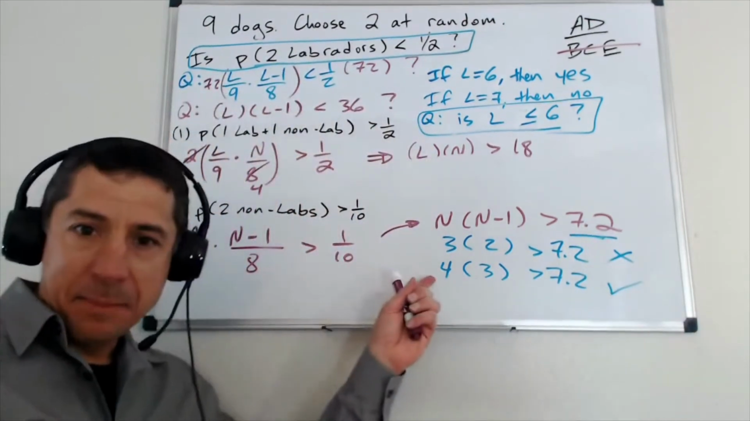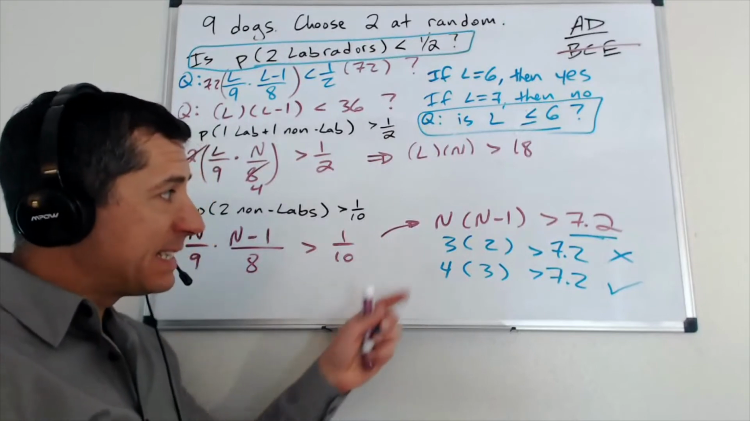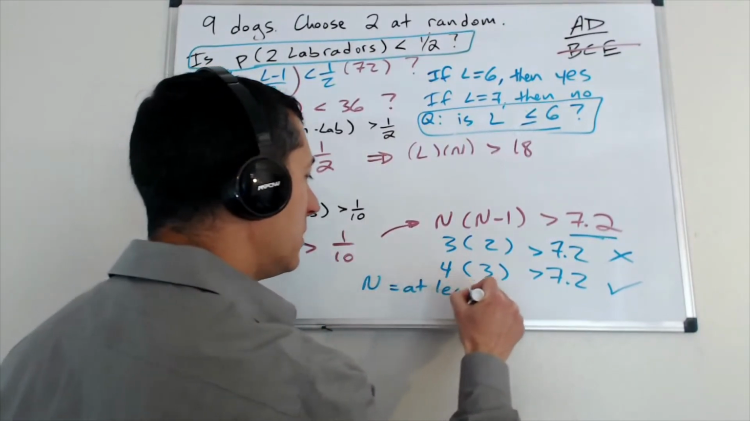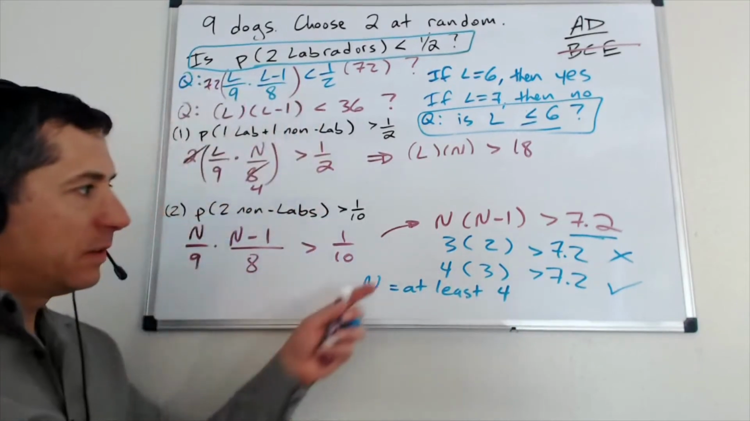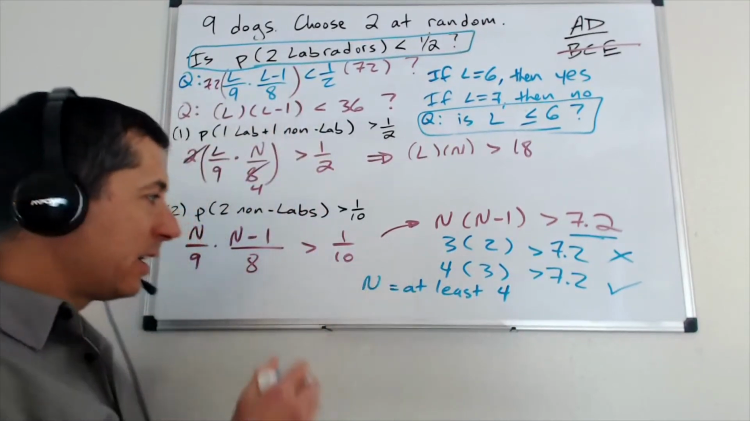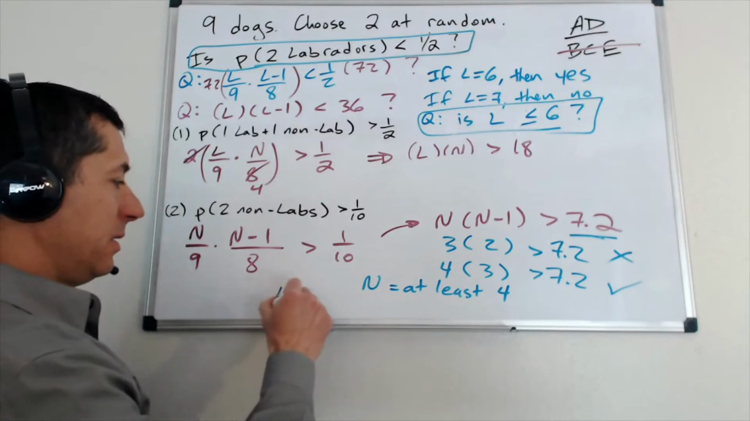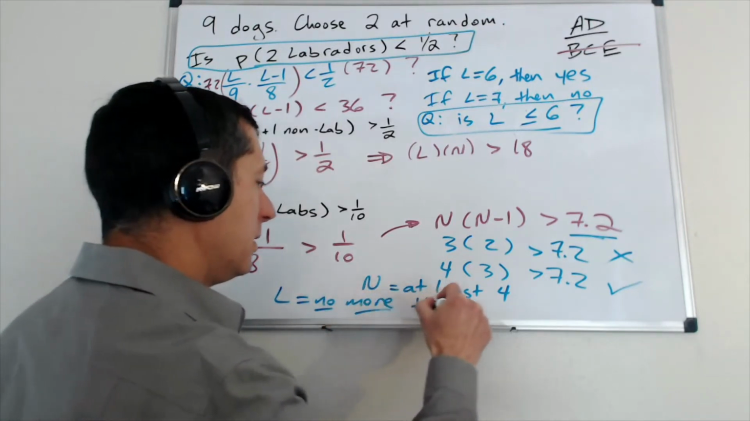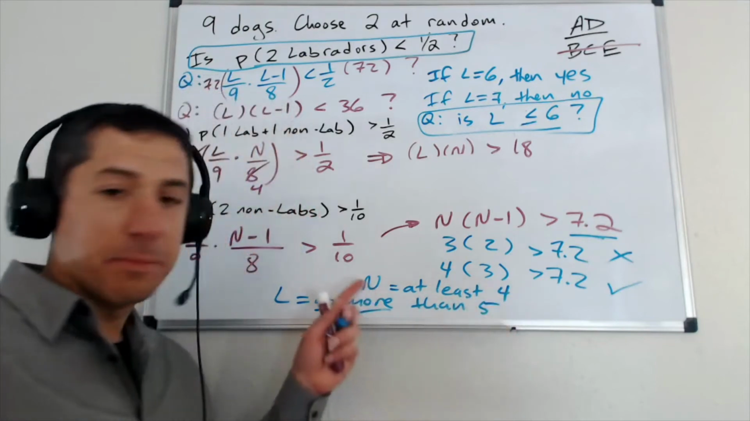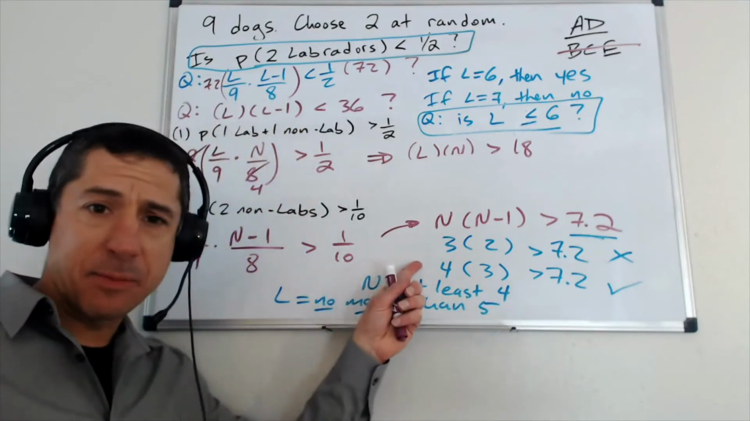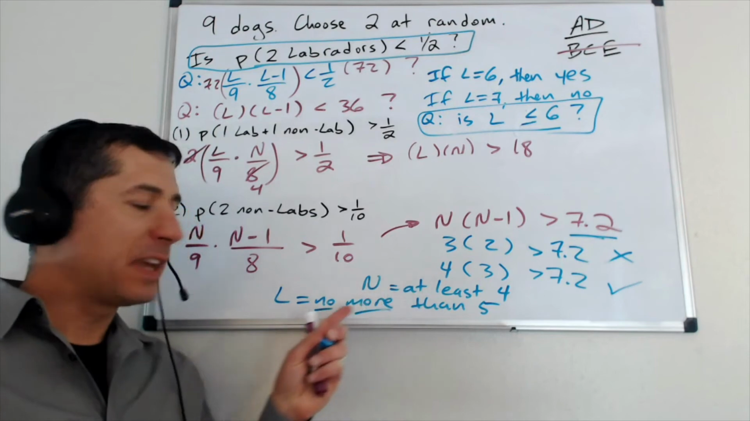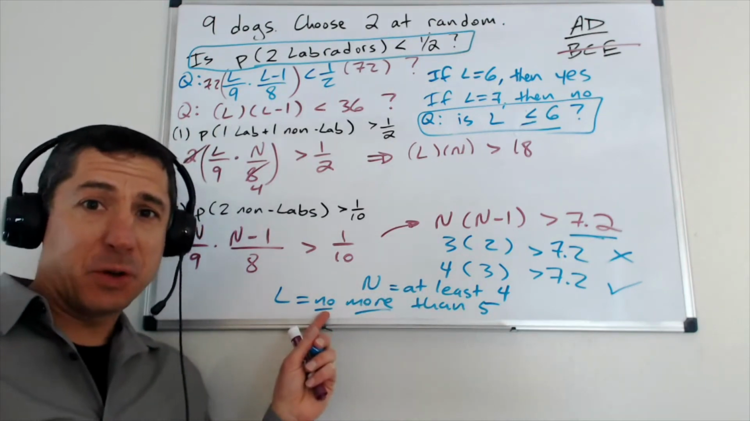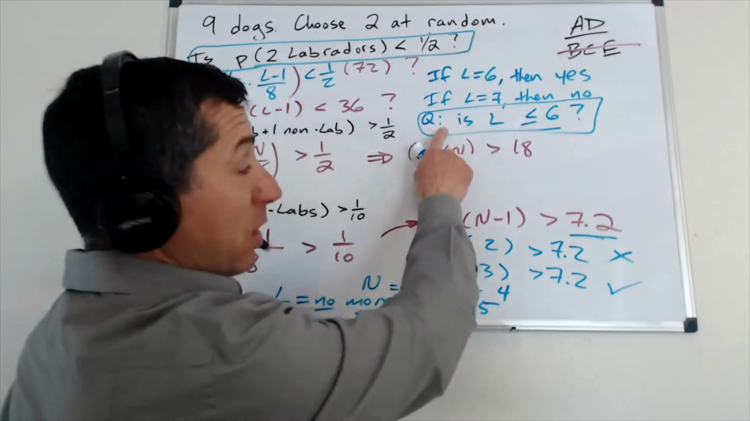And then as I make n bigger, I'm in business, right? So what is this saying to me? It's saying that n is at least 4. So if there's at least 4 non-labs here, that means there's no more than 5. So the most I could possibly have. So if the least number of non-labs I can have is 4, the greatest number of labs I can have is 5. So I've got 5 or fewer labs, and that's perfect. Exactly what we're looking for.